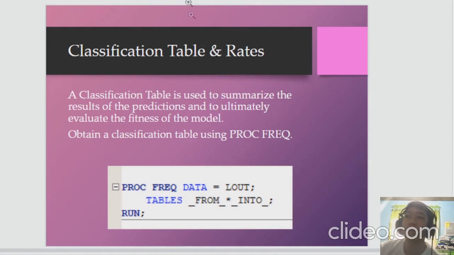This is the classification table and rates. The classification table is used to summarize the result of the prediction and to ultimately evaluate the fitness of the model. Obtain a classification table using proc freq. Proc freq data is equal to L out. That's the example. Tables from into. It's just like SQL, it looks like an SQL query.